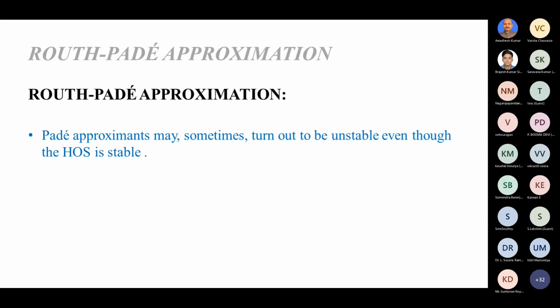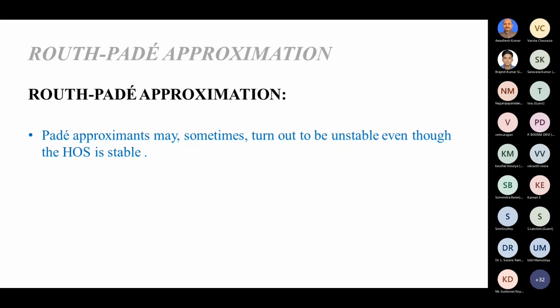And the foremost technique was the Routh-Padé approximation, in which the denominator of the reduced order model was obtained using the Routh table, and then the numerator was obtained using Padé approximation. So together this technique is known as the Routh-Padé approximation. If we have determined the denominator using Routh approximation, then it is guaranteed that the reduced order model would be stable. And Padé approximation is used for determining the numerator coefficients.